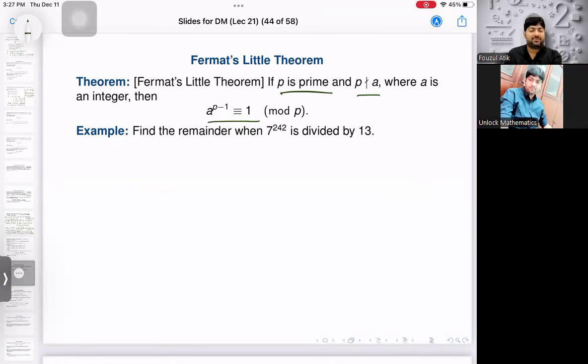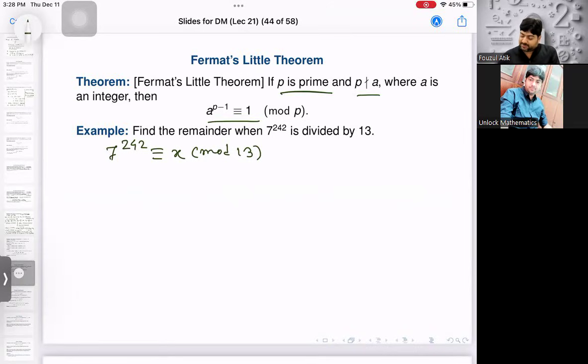Now, this Fermat's little theorem is very, very useful to find the remainder in many cases, right? Look at this example. Find the remainder when 7 to the power 242 is divided by 13, right? So basically, you have to find the solution of 7 to the power 242 is congruent to x modulo 13. You basically have to find the solution of this, right? So how to do that?